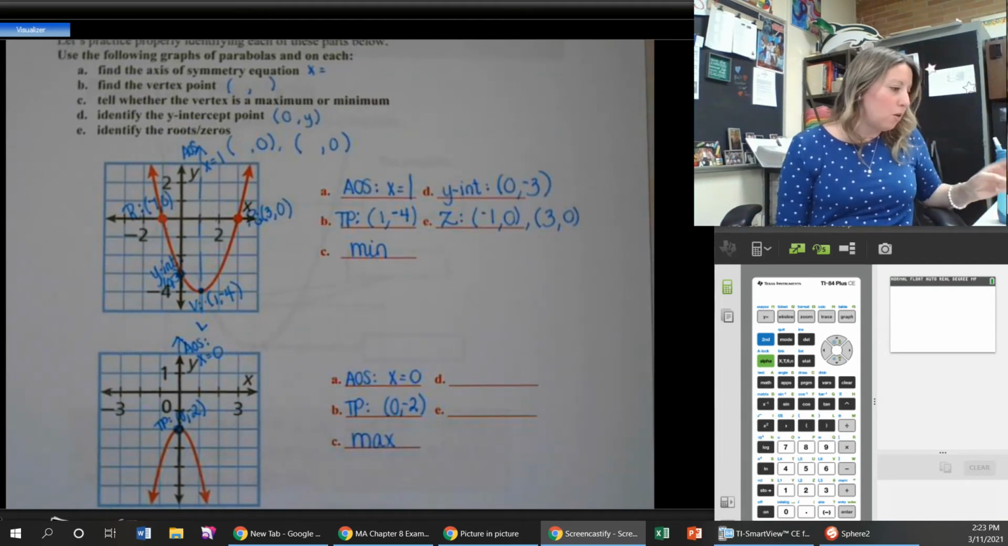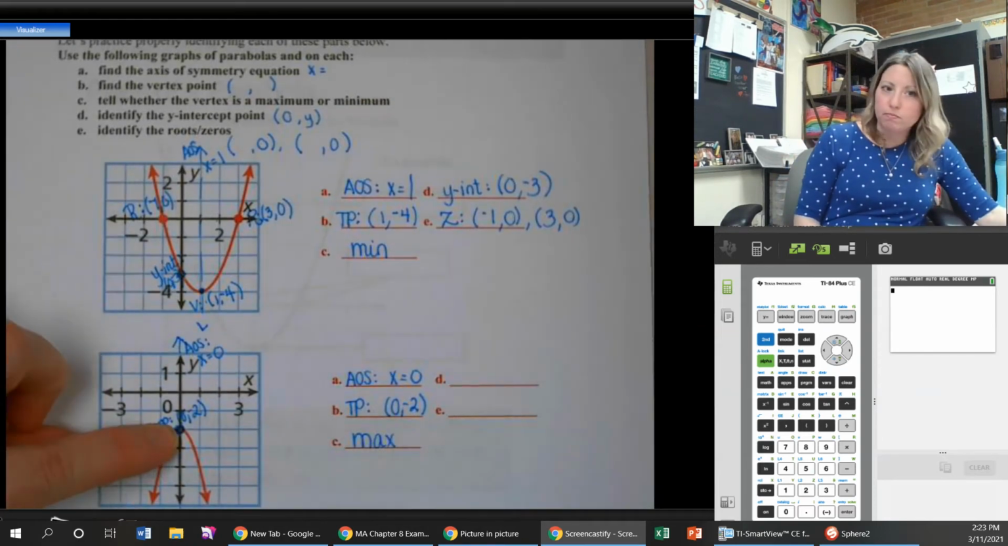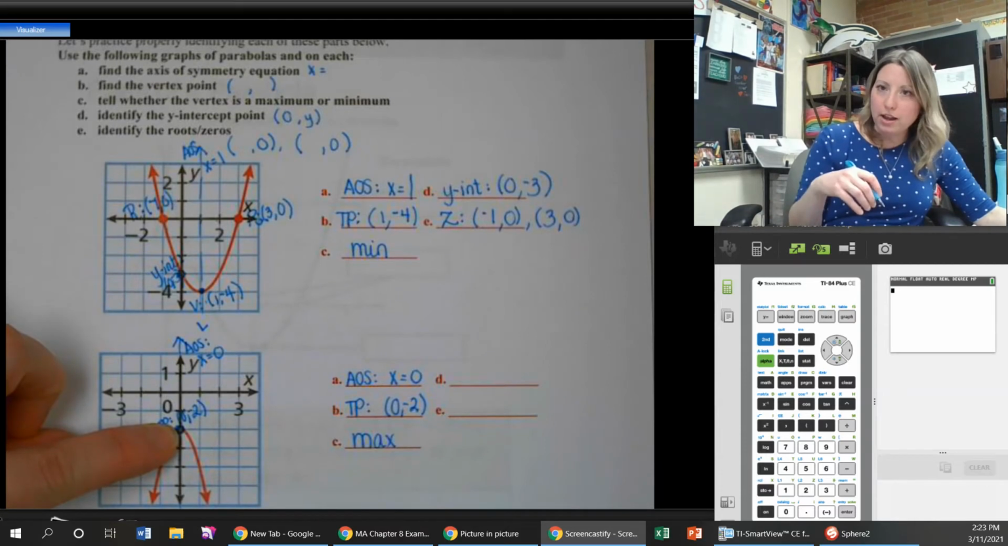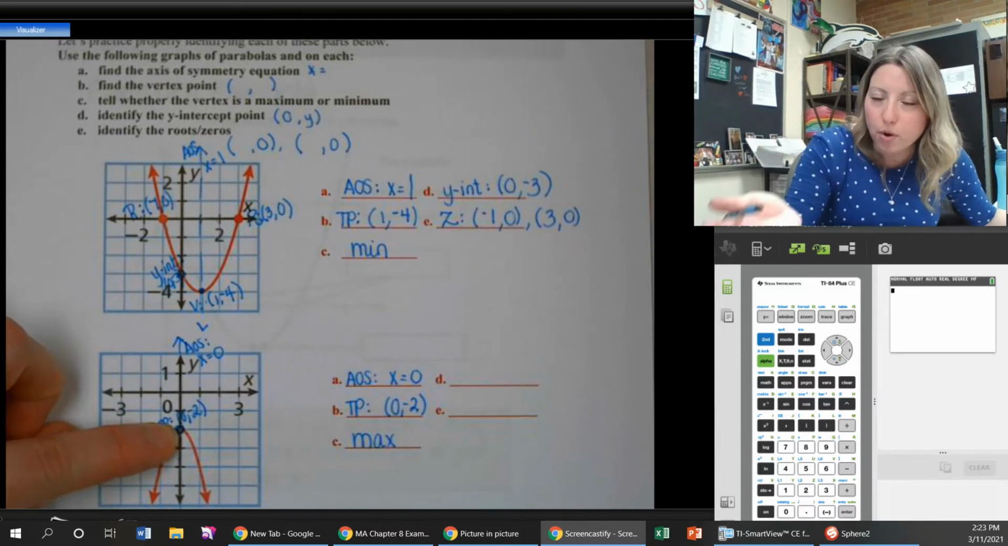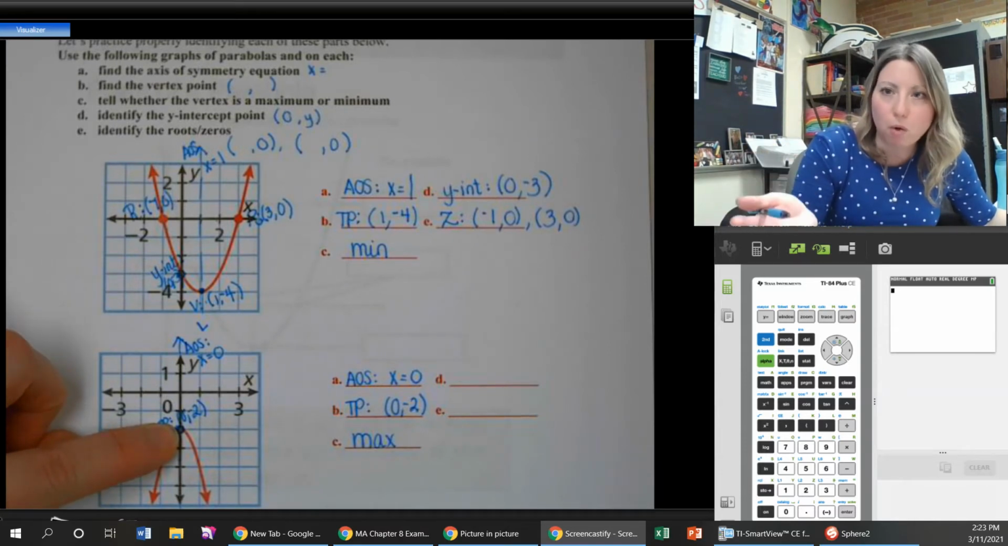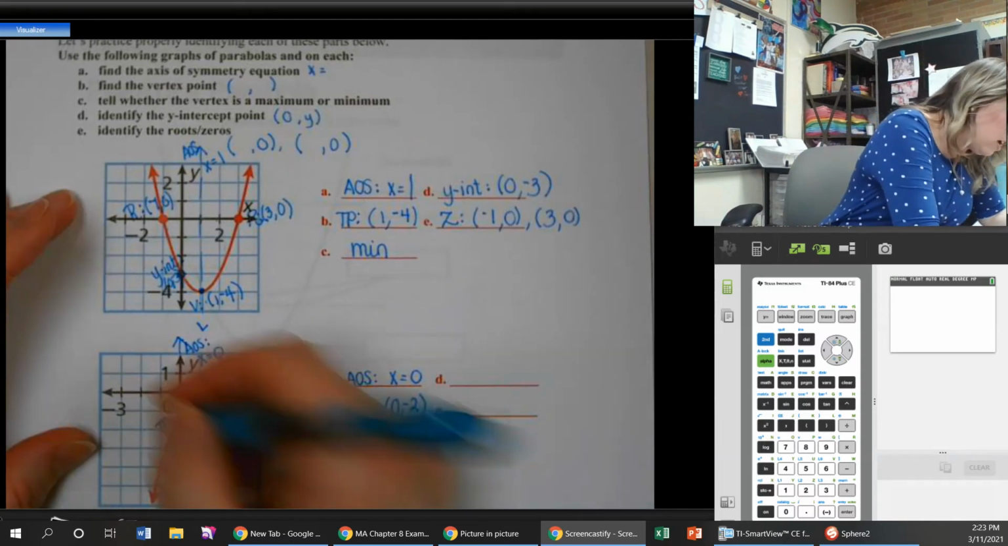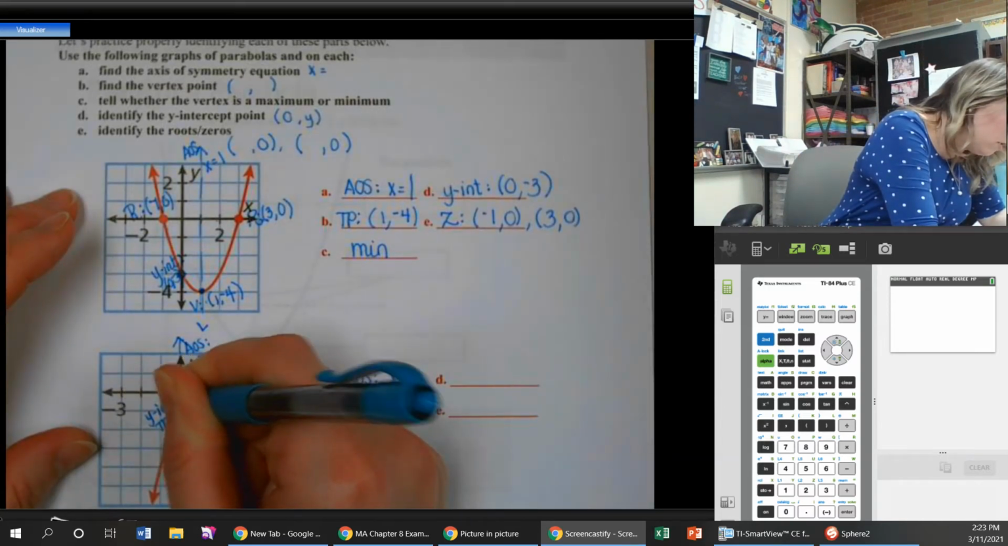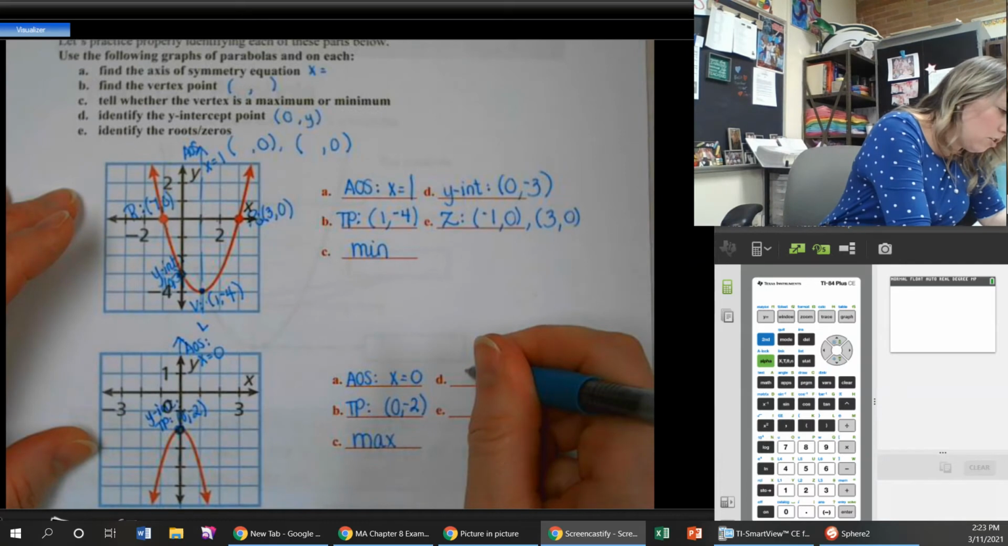Now we label the y-intercept. Well, wait a minute. x equals 0 is the y-axis. The turning point is also the y-intercept. Interesting. I'm going to put that right here too. Y-int and turning point.